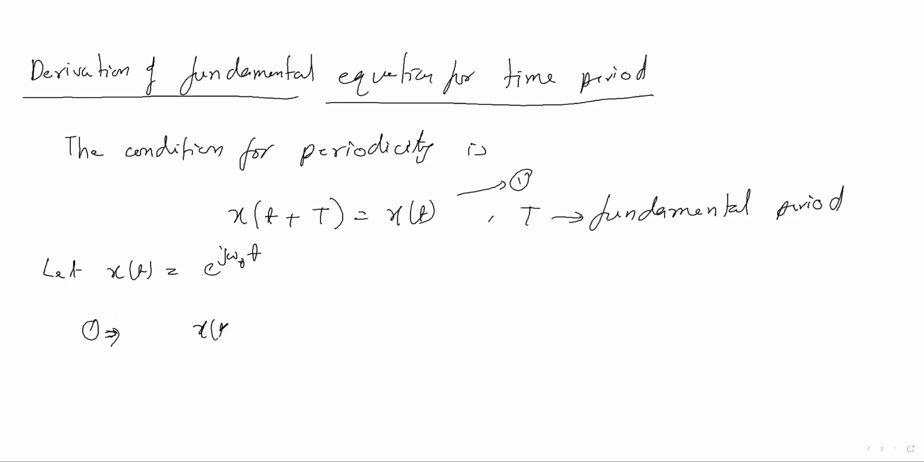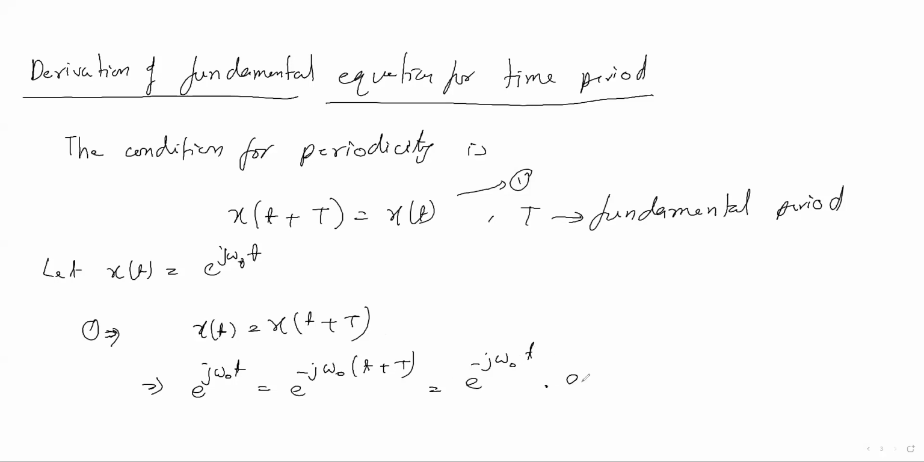Let me write the equation once again. Let me bring x(t) equal to x of t plus capital T. So what is the equation? e to the power j omega naught t equals e to the power j omega naught, and in place of t we have to put t plus capital T. Above there is a plus sign, so we can write e to the power j omega naught t into e to the power j omega naught T.